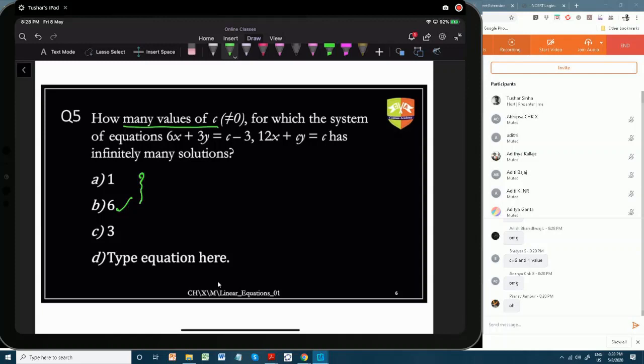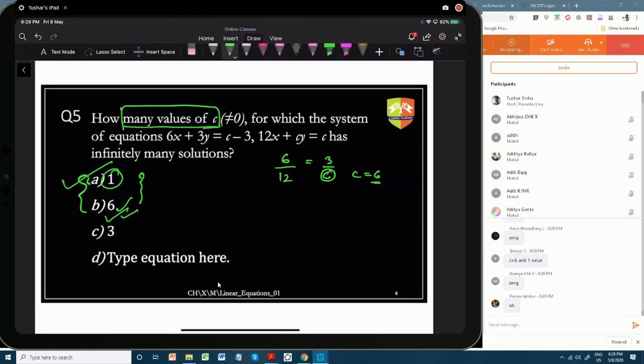Both the options are there. This is the real exam scenario. You will be solving very easily. The system of equations has infinitely many solutions. Why? 6 upon 12 is equal to 3 upon what? C. So you will find C is equal to 6. Then you will see the option, oh yes, it is there. Click it and go. But the question was, how many values of C are there? So only one value is there. So the answer is A. Clear?